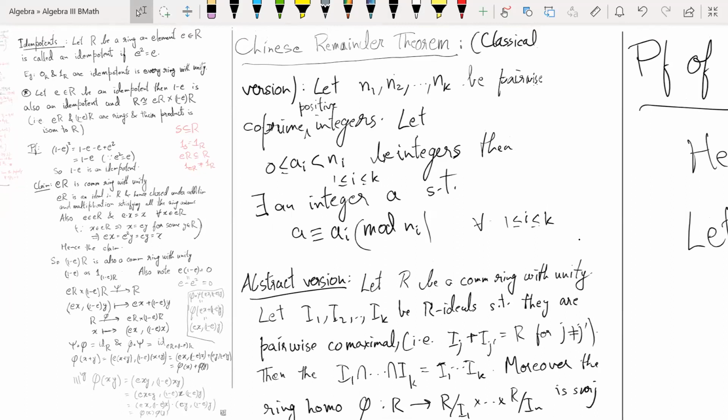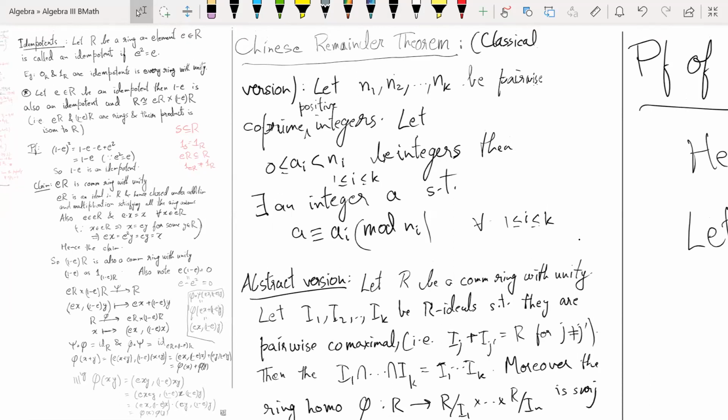Have people seen this Chinese remainder theorem before? Have you guys seen this version at least? Any of you? In Olympiad preparation, we have seen. Yeah, so Olympiad and ISI preparation, that's what I guessed. So some of you may have seen it in preparation for the ISI or Olympiad exams and stuff.